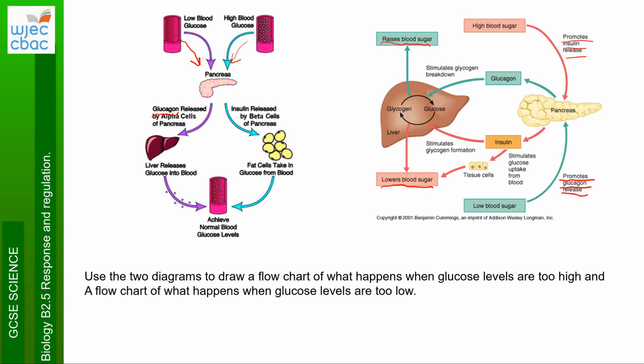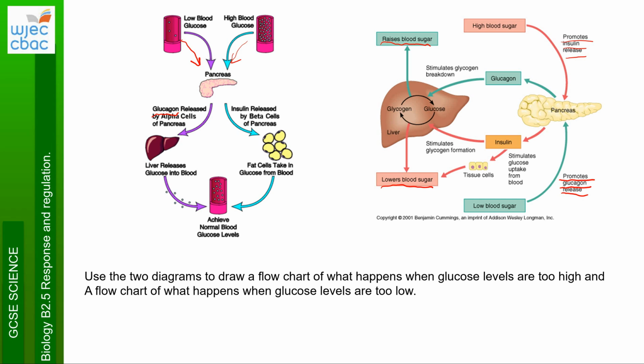Okay, so high blood sugar, insulin is released from the pancreas. Insulin stimulates the liver to convert glucose into glycogen. Low blood sugar, we've got the opposite. The pancreas releases glucagon, which stimulates the liver to turn the glycogen back into glucose and raise up the blood sugar level.